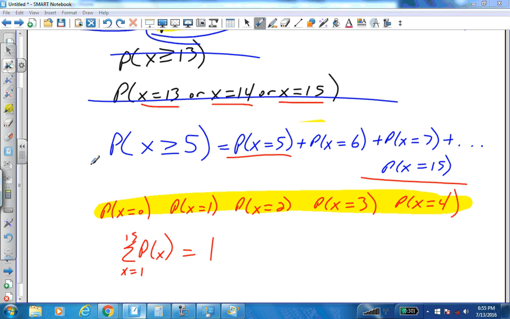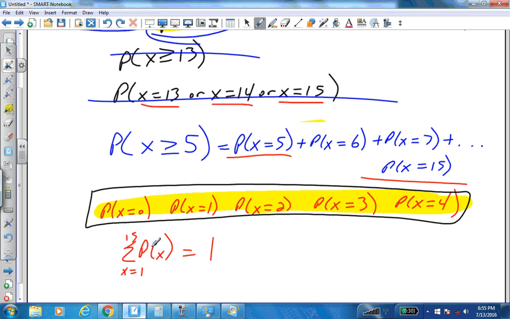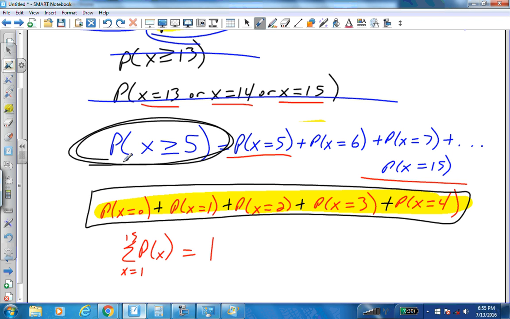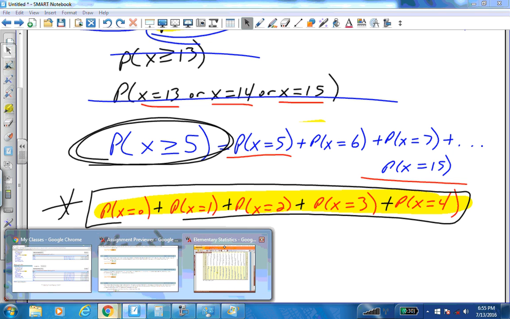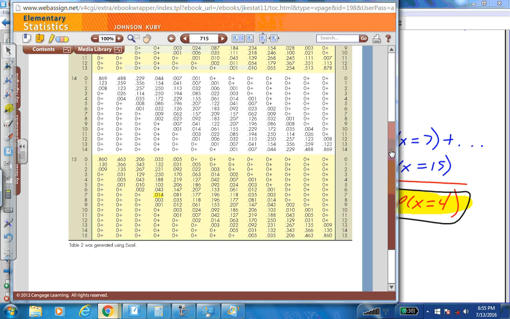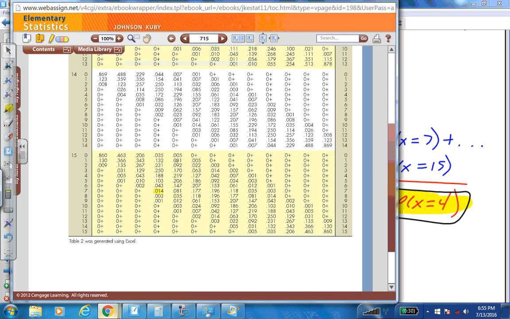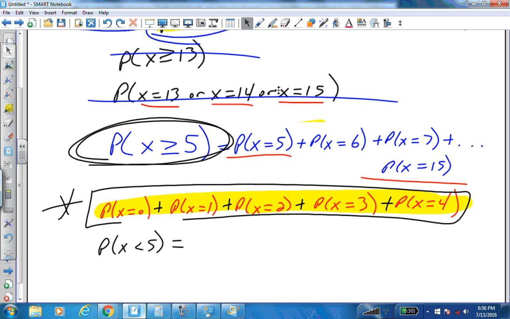We could get this probability, the probability of X being less than 5, so 0, 1, 2, 3, and 4. This probability that we're looking for is the complement. It's everything that's left after we calculate this probability. So the probability of X being less than 5, let's see, if we go to our table, the probability of X being 0 is 0.005.